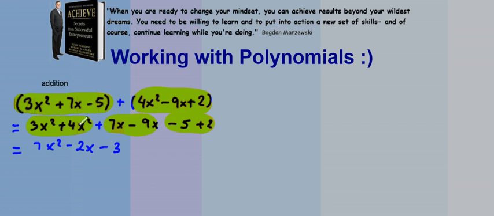So 3x squared and positive 4x squared. The total is 7x squared. 7x and negative 9x together, when you combine, the result is negative 2x. And negative 5 with 2 is negative 3. I hope this makes sense.